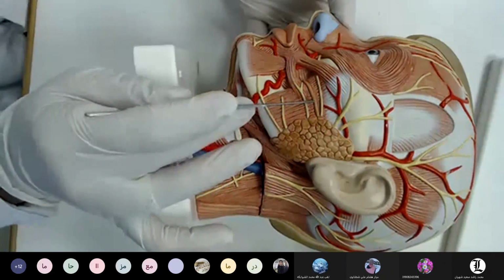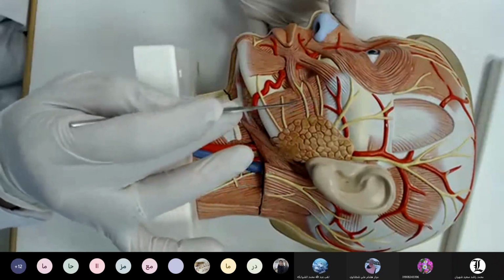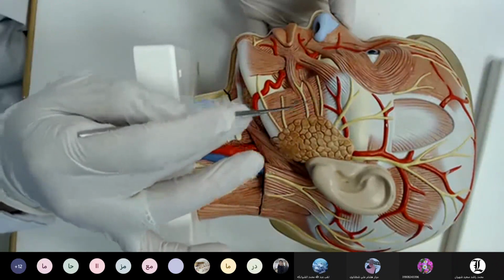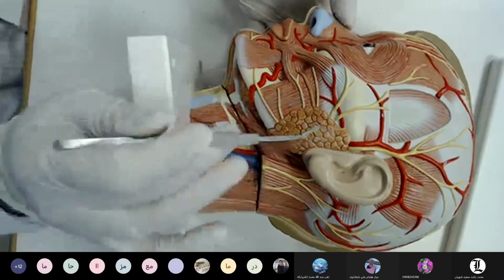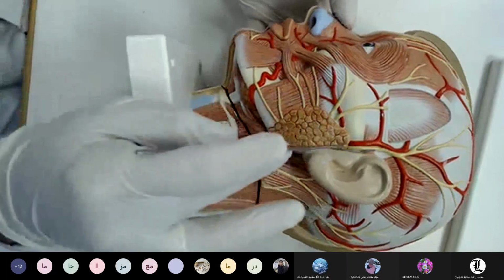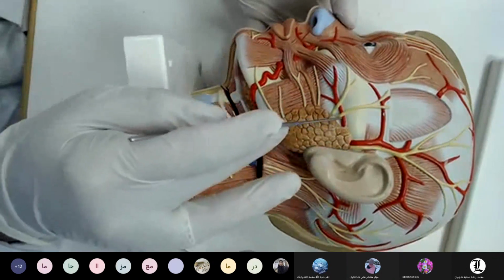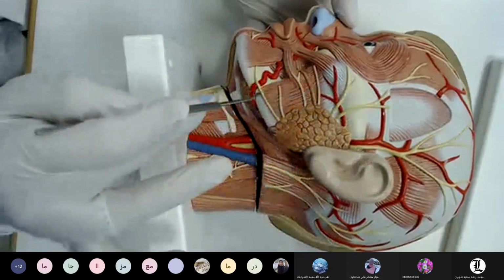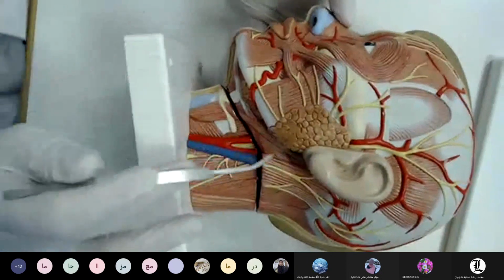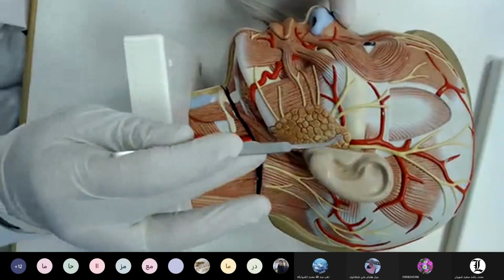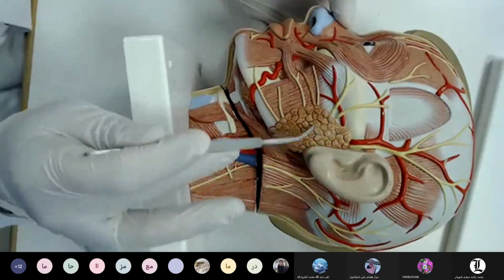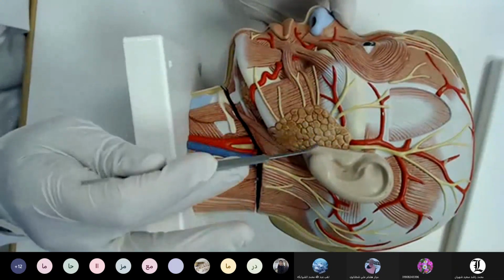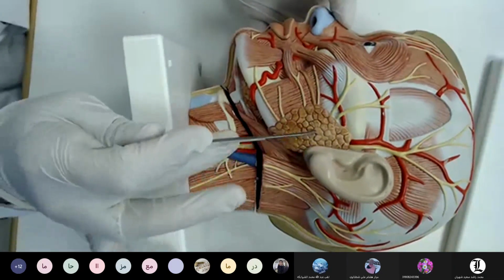It accompanies one artery and two nerves, or two branches of nerves. Here, guys, you see now mostly the branches. These are the branches of the facial nerve, which is very important to know, as I mentioned, that the facial nerve passes through the parotid gland itself.